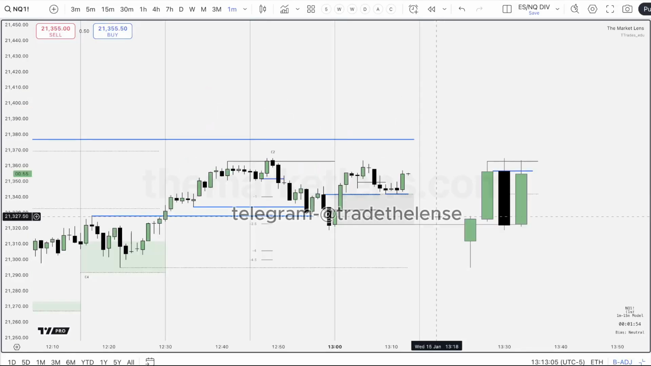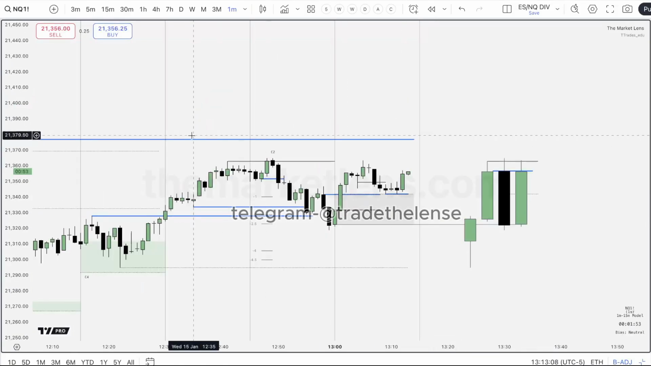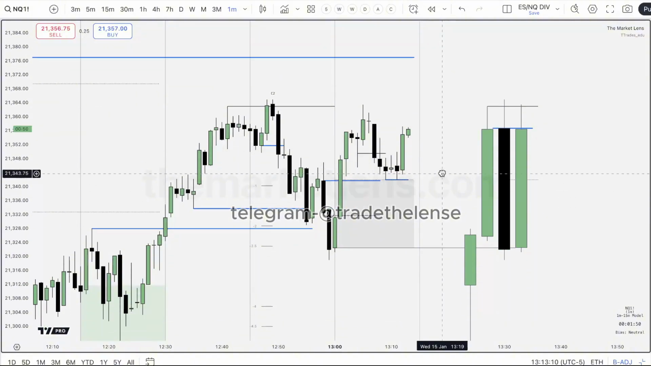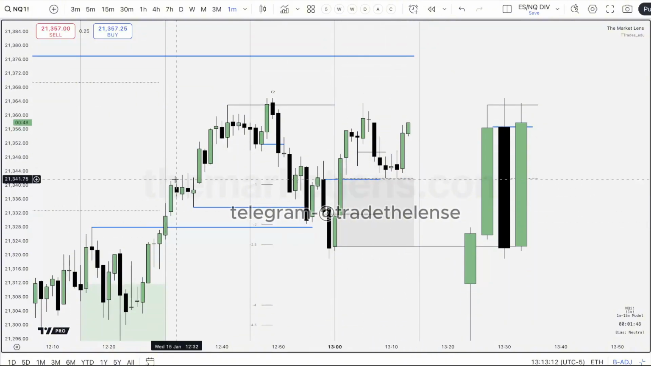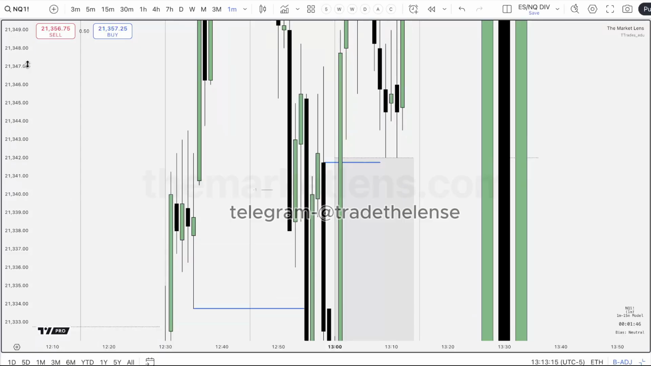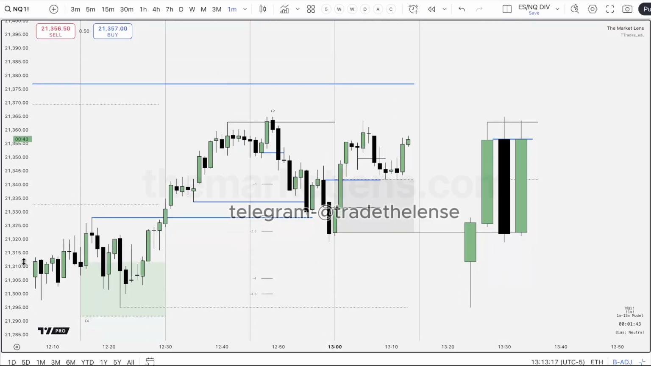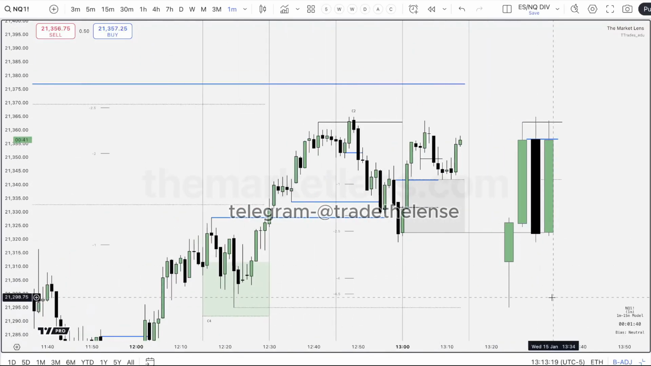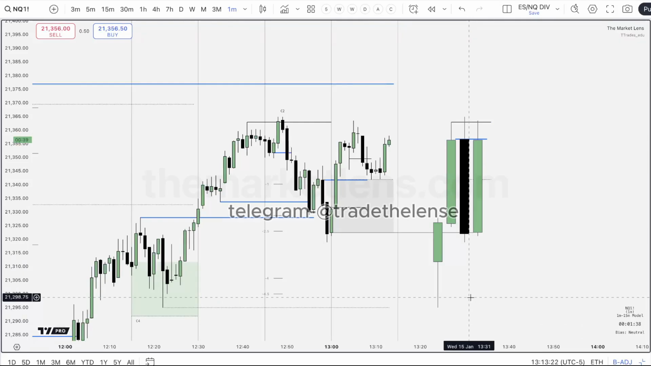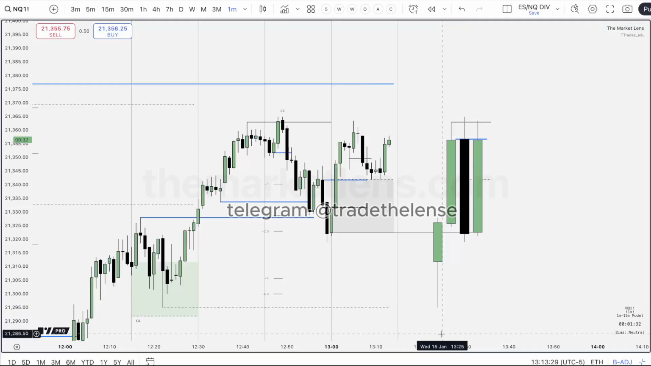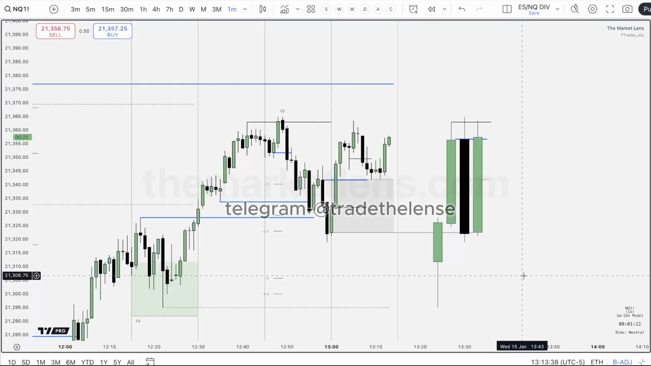I'm not a fan of equal lows. It would have just been so much easier just to sweep it. That didn't sweep, did it? No, it didn't. Anyways, let's see. I actually will wait 1 or 2 more minutes just to see if this prints. I'm not even trading it, it's just interesting.